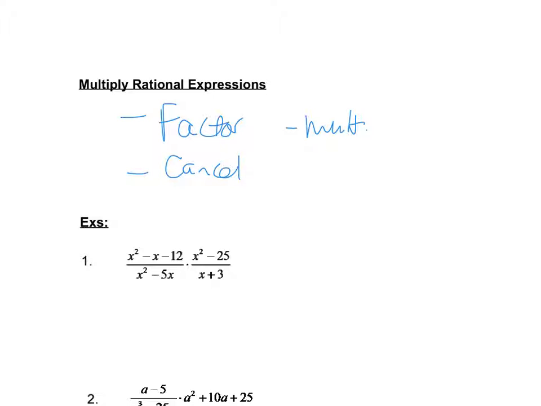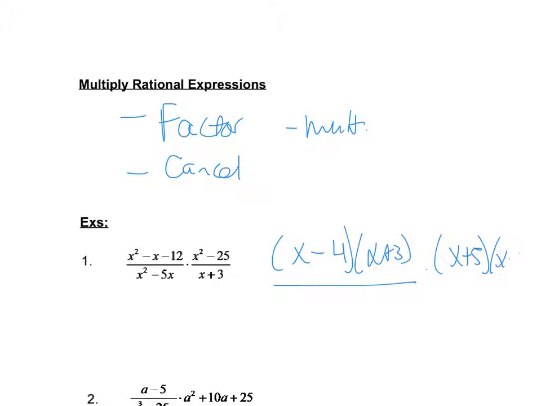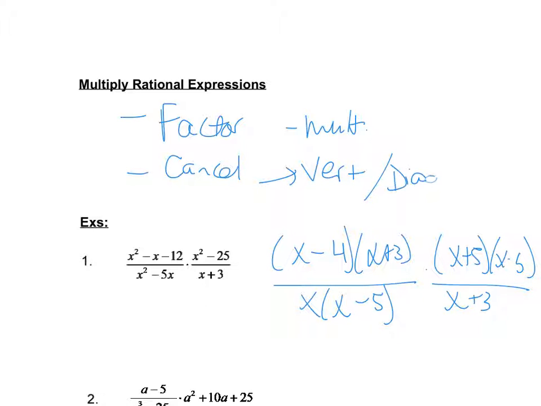So for our first example, you can do x minus 4 times x plus 3 times x plus 5 times x minus 5. And then the denominator, you can factor an x, so x minus 5, and then x plus 3. What's nice about division and multiplication of fractions is you can cancel either vertically or diagonally. Okay, so I'm going to start canceling. I have x minus 5 cancels, the x plus 3 cancels, and that is it.